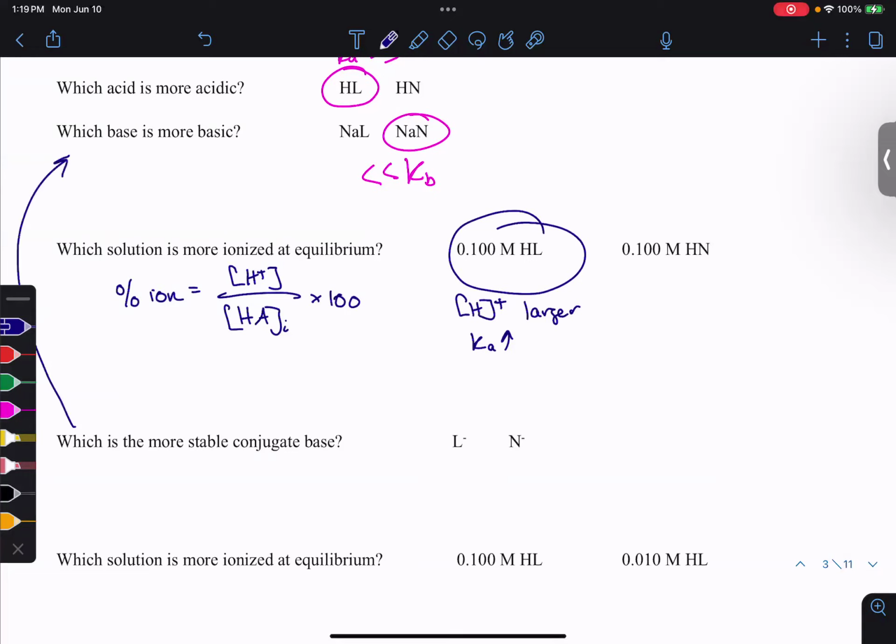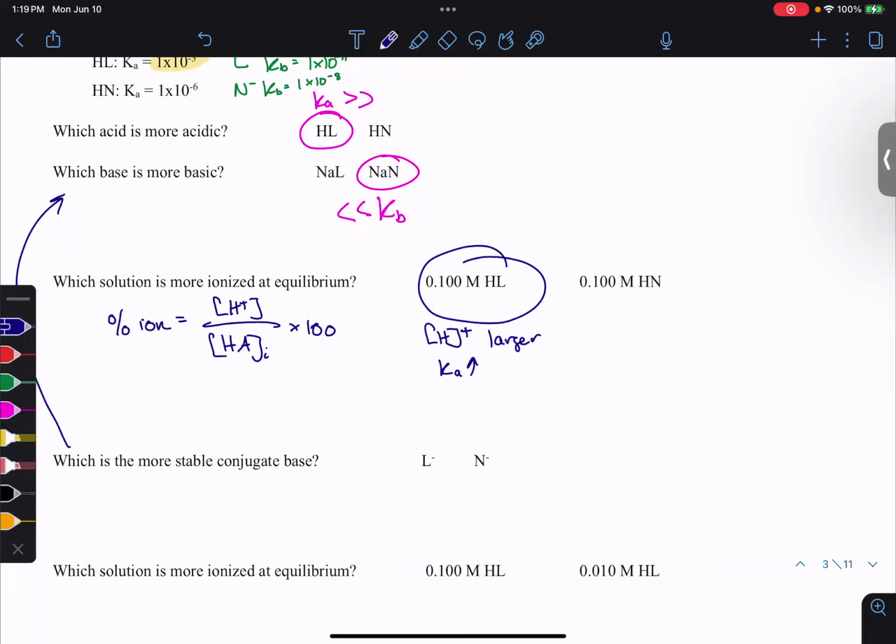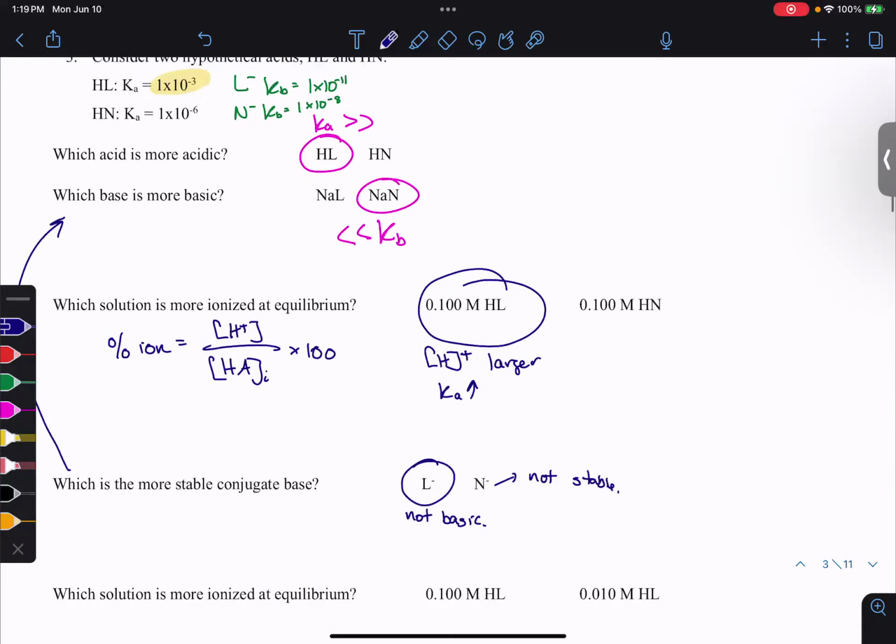I should have put that right there after which one is more basic. So what we see is that the more basic thing is the less stable conjugate base. When you have an anion that's really stable, it doesn't want a proton. It acts as a very, very poor base. So L minus, because it's not very basic, doesn't need a proton to make it more stable. N minus is not as stable, so it's more likely to gain a proton.